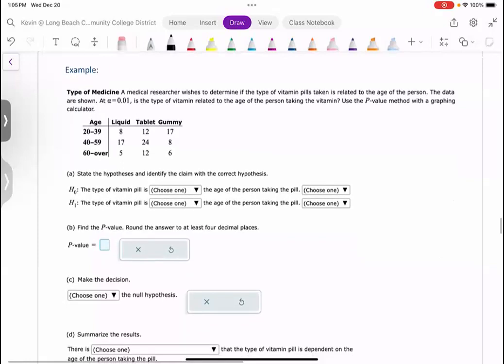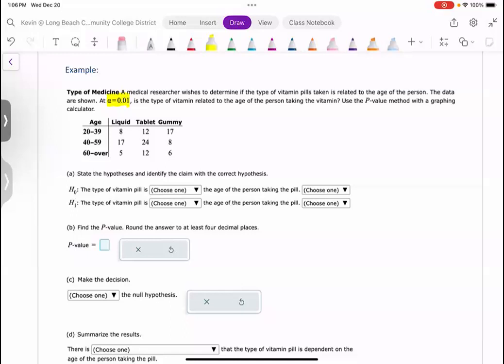A medical researcher wishes to determine if the type of vitamin pills taken is related to the age of the person. The data are shown below. We have our alpha, 0.01. Is the type of vitamin related to the age of the person taking the vitamin? And we're going to use the p-value method to do this. Okay, so here we have the data.